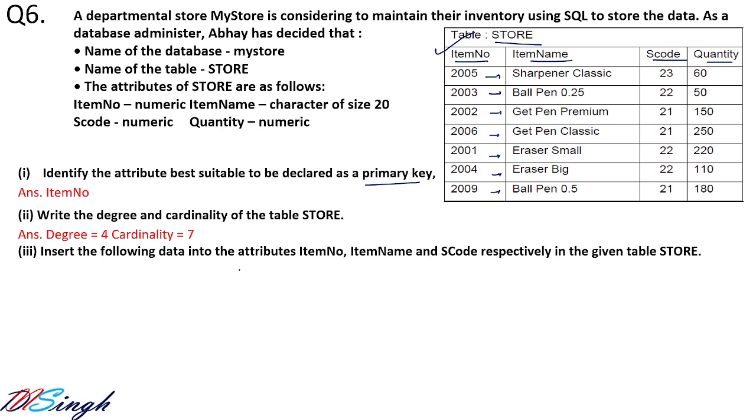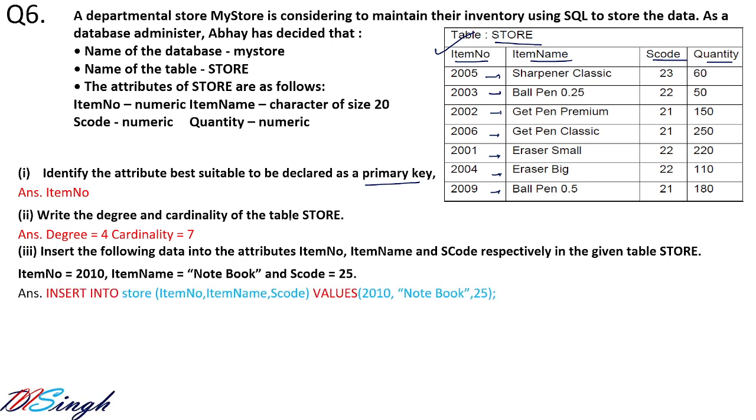Insert the following data into attribute, item number, item name, and S code respectively. Again, what you are having here? Only 3 columns. So you have to give the column names. Insert into store and then list of columns. After that, what you need to give? The values. So now I hope you are able to remember the insert command syntax. Insert into table name, column list inside parentheses separated by commas. Then you write the values, and after that, inside parentheses, give the actual values to be inserted inside the table.